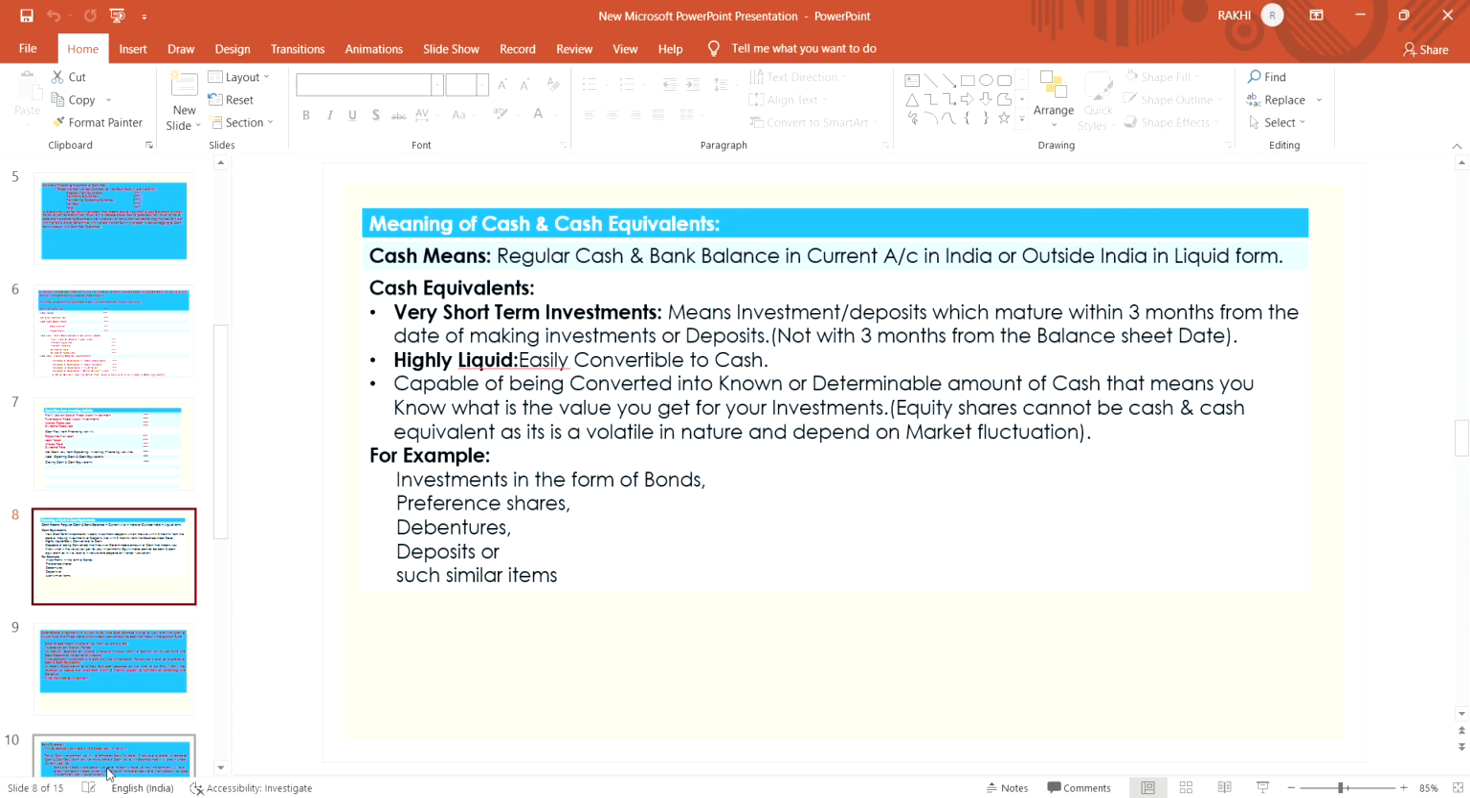For example, what we will take for cash and cash equivalents: if the investment is made in the form of bonds, preference shares, debentures, deposits, or such similar items, which fulfill the above three conditions, then only they are considered as cash and cash equivalent. What are the conditions? Very short term investment, highly liquid, and capable of being converted into a determinable amount of cash.